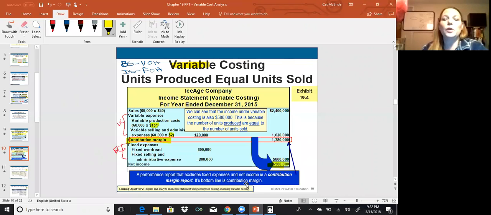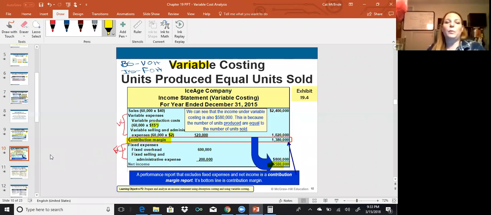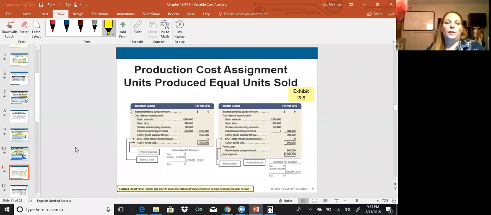because equal units produced with equal units sold. But see how the two statements look different? On an absorption income statement, it's the same format we've always used. On a variable costing income statement, we use a contribution margin statement. Now here we've combined them side by side. So the net incomes are the same.